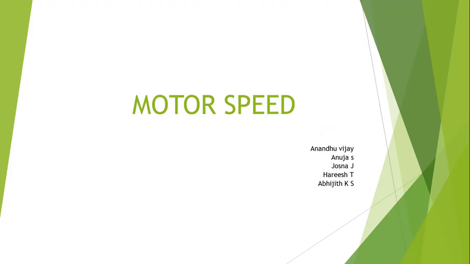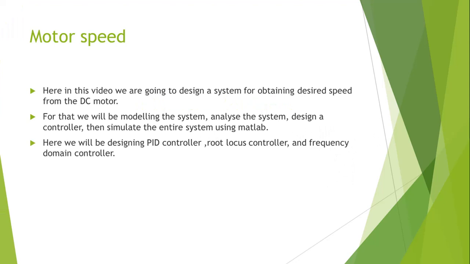In this video, we're going to design a system for obtaining desired speed from a DC motor. For that, we'll be modeling the system, analyzing the system, and designing a controller and then simulating the entire system using MATLAB. Here, we'll be designing a PID controller, root locus controller, and frequency domain controller.